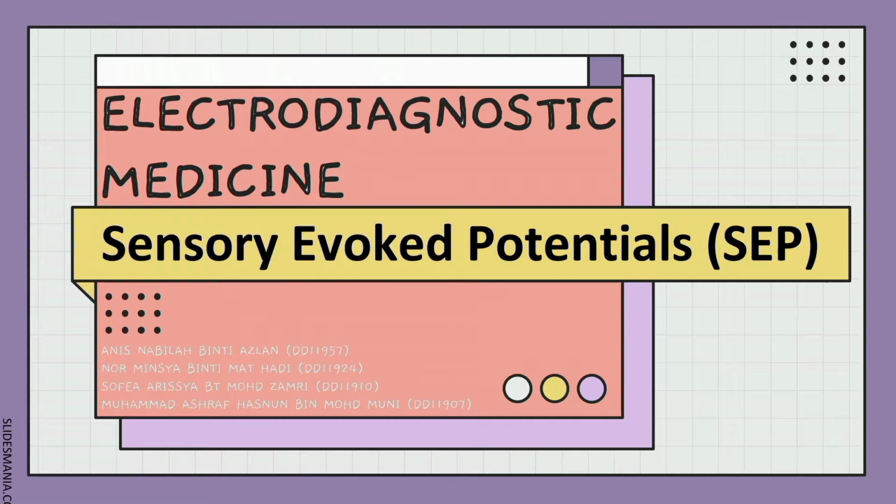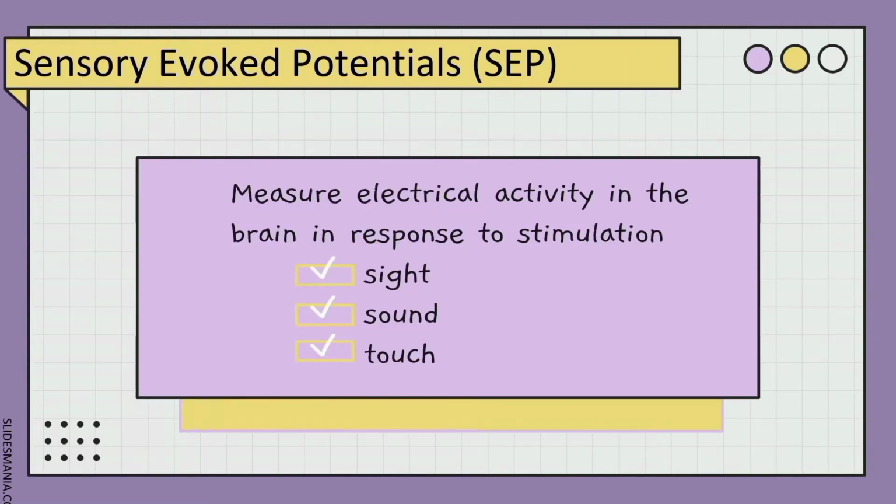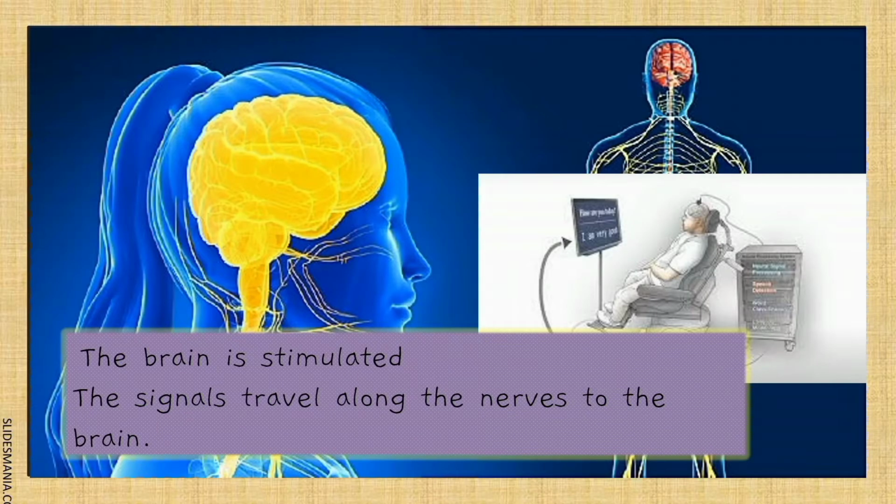Today, my friend and I will present about sensory evoked potential. What is sensory evoked potentials? It is to measure electrical activity in the brain in response to stimulation of sight, sound, and touch. So, when the brain is stimulated, the signals travel along the nerve to the brain.